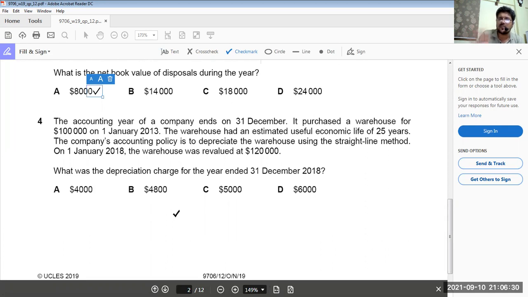In this question, what we have to do? Nothing. The revaluation is 120,000. Remaining life: 2013, 14, 15, 16, 17, 5 years are gone. Now, remaining life is 20 years. 120,000 divided by 20, 6,000 is the depreciation charge. Not to worry at all.